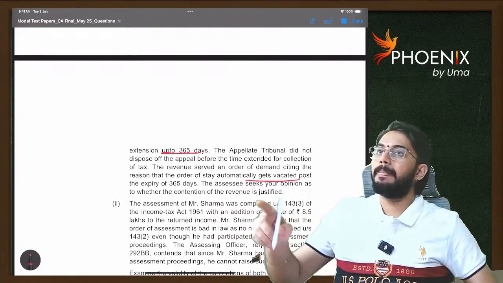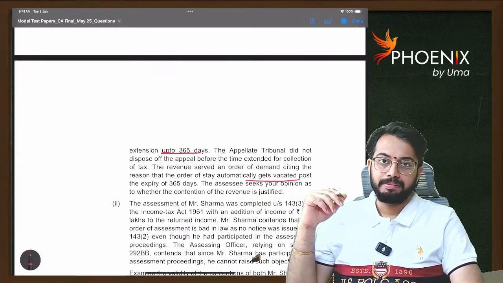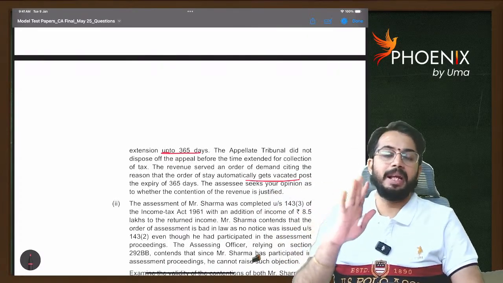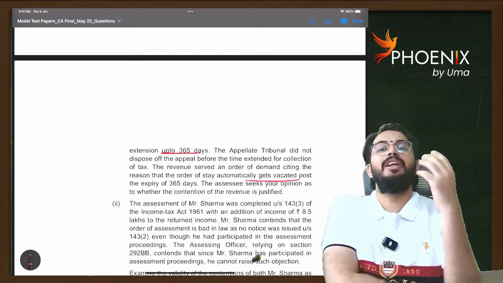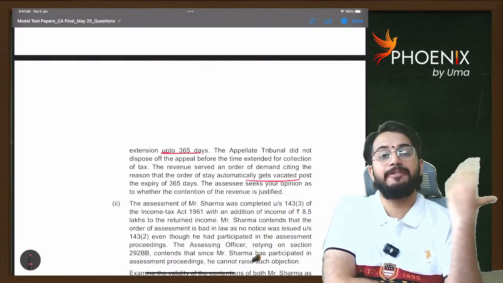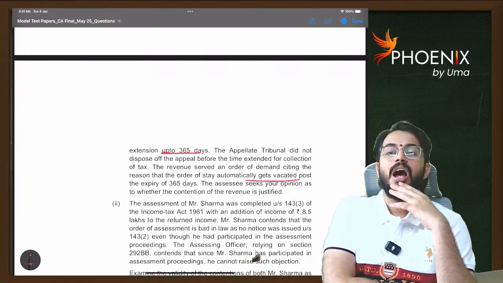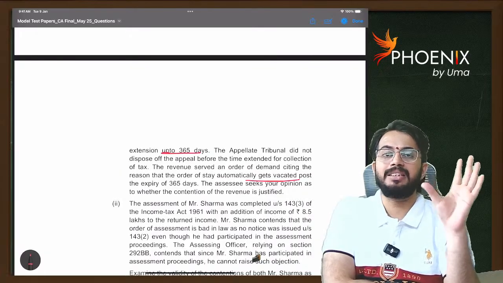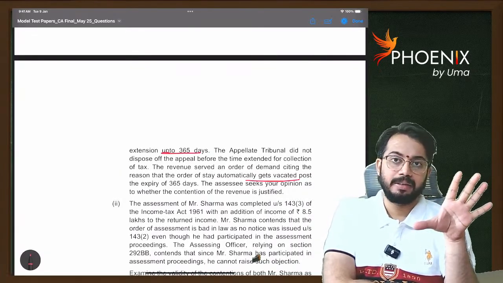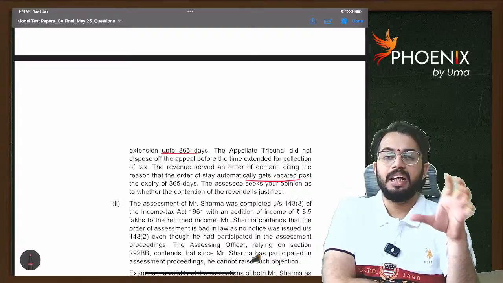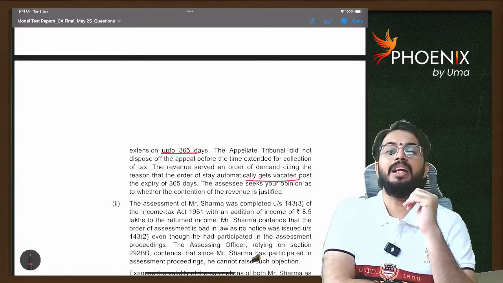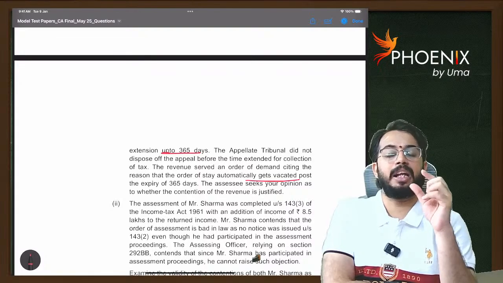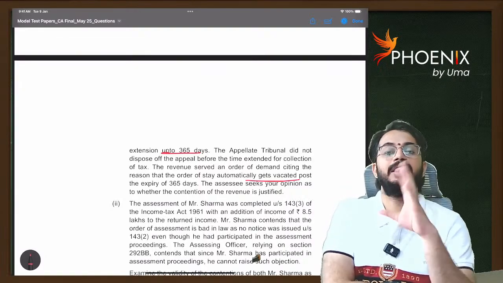Whenever department appealed to ITAT, department will also give me demand order. I need to make payment. What I will do? I will go to ITAT. I will get a stay from ITAT. I will pay 20% of the tax. I will get stay for 180 days. Within 180 days, if case is not disposed of, I will request for extension. Then income tax appellate tribunal will give extension to me till 365 days.